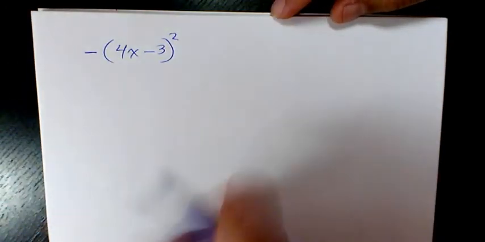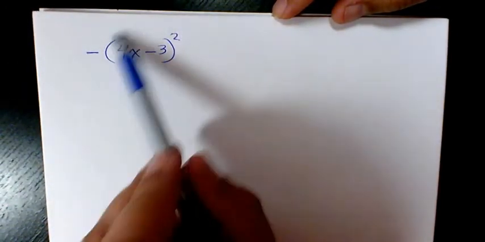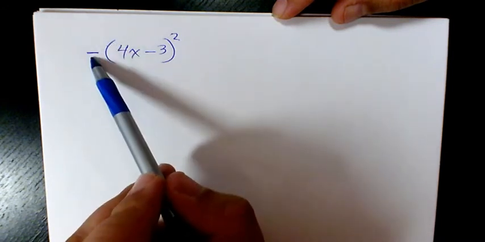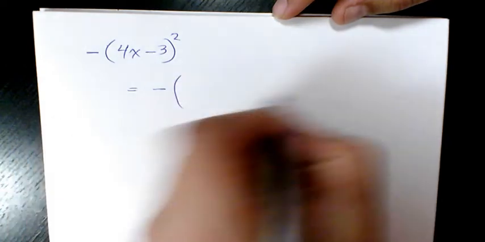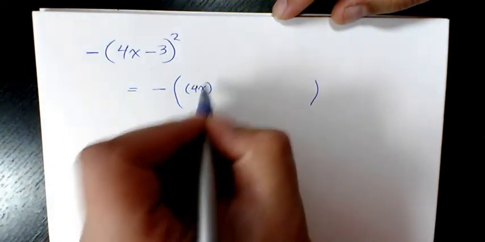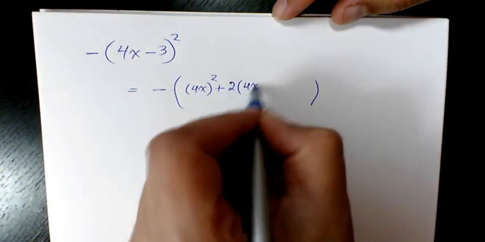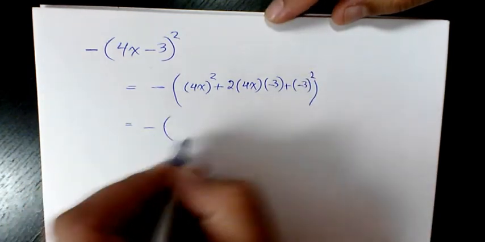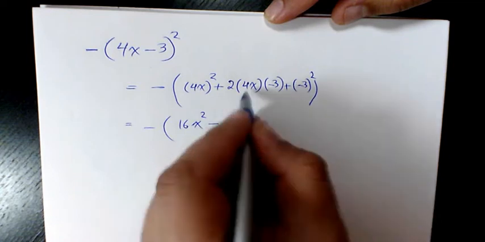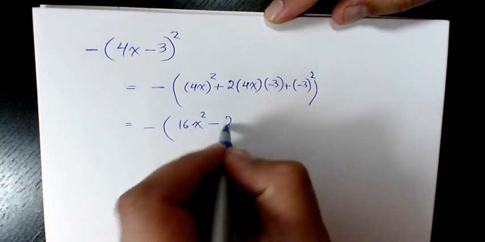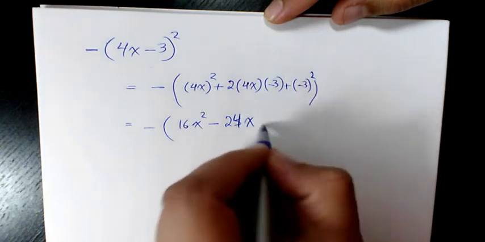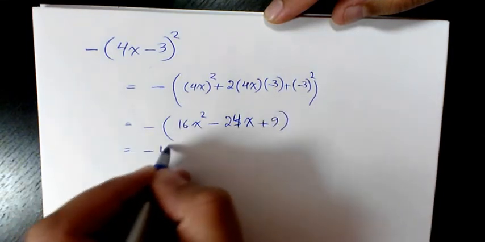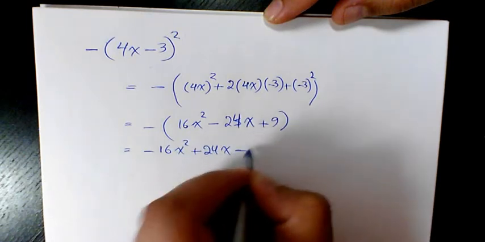Next example. Negative (4x minus 3) to the power of 2. How do we deal with this kind of question? We just write the expression for this part and then multiply everything by negative. So it is going to be the first number to the power of 2 plus 2 times the first number times the second number plus negative 3 to the power of 2. That's going to be 16x squared, negative 2 times 4, 8 times 3, 24x. Negative 3 to the power of 2 is going to be 9. So negative 16x squared plus 24x minus 9.